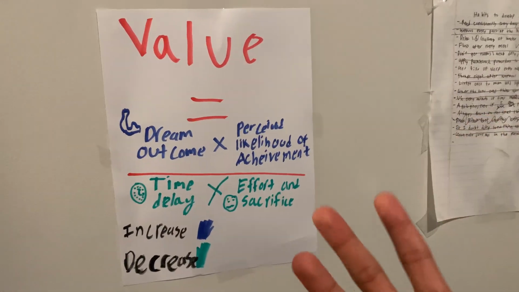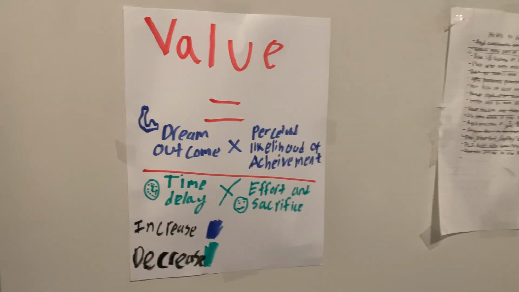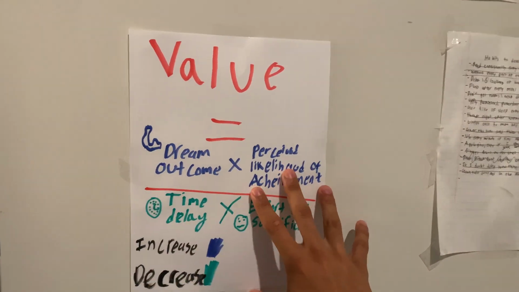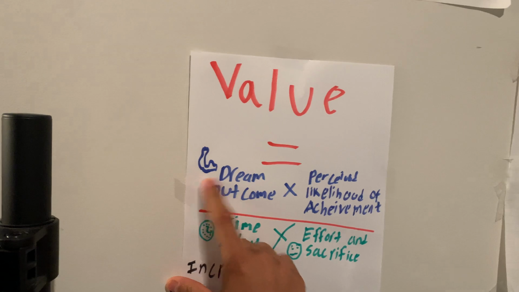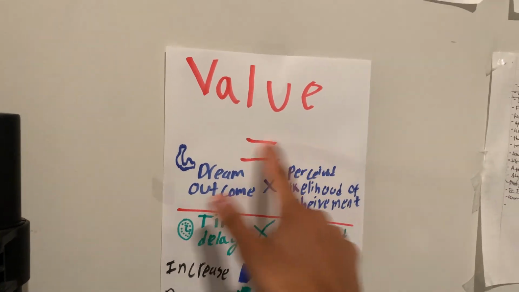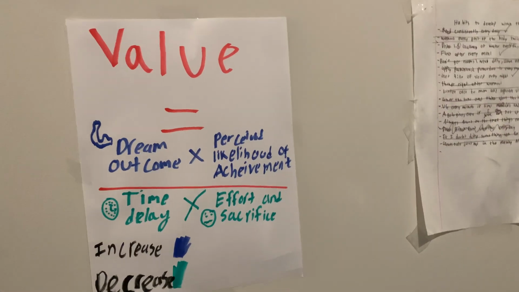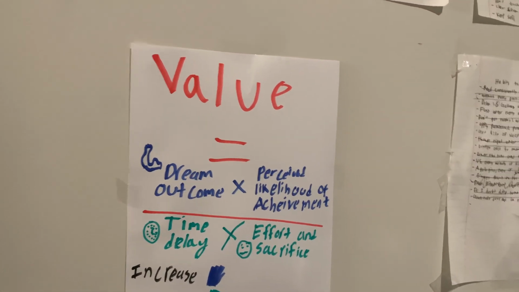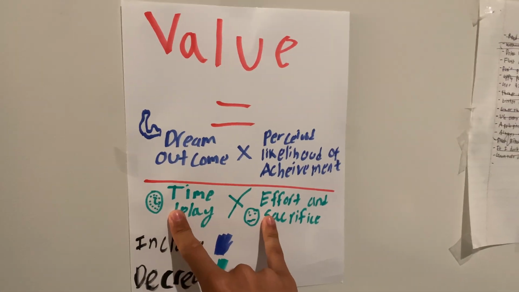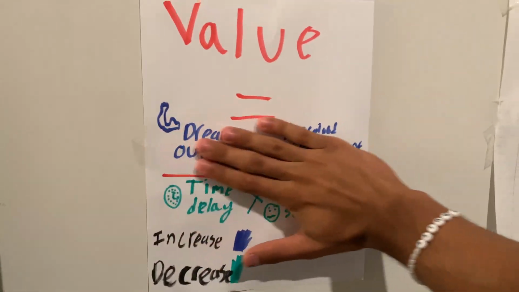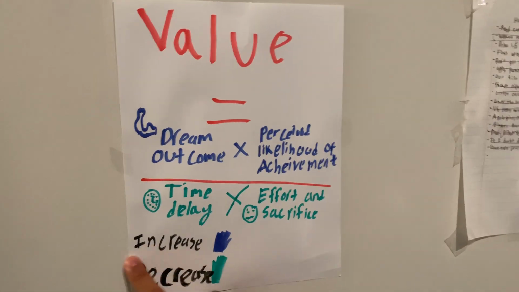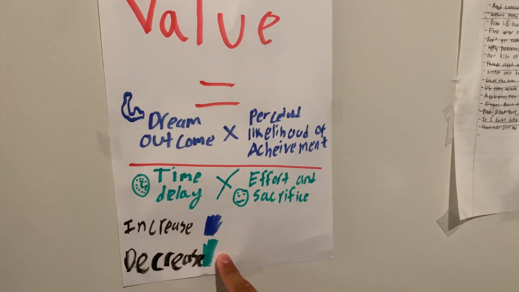I sat there, I thought about it. I'm like, yeah, this is perfect. And this is what he wrote himself. I literally copied it word for word. So it was dream outcome multiplied by, you can probably read it, multiplied by this and divided by time delay and effort and sacrifice. So if you know how math works, you know that if this bottom part is 0, this will automatically be infinite. And that's why I wrote here, increase the blue and decrease the green.